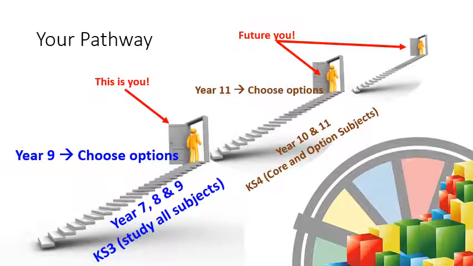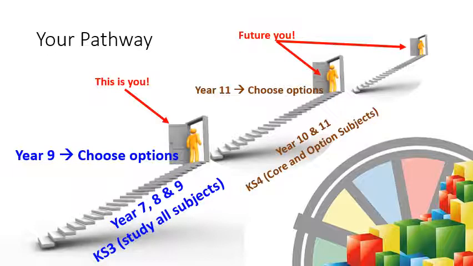Now in Key Stage 4, we have core subjects. Those are subjects that everyone will carry on studying. But you will also have 4 option choices. And those option choices will see you through Year 10 and Year 11 to the end of Key Stage 4.